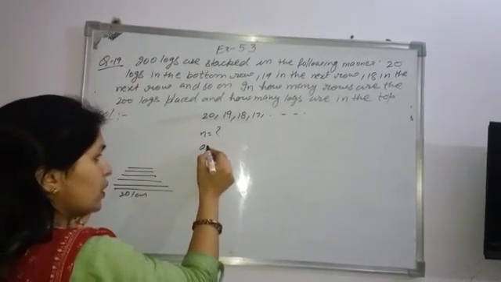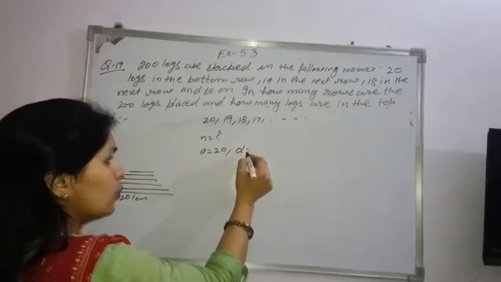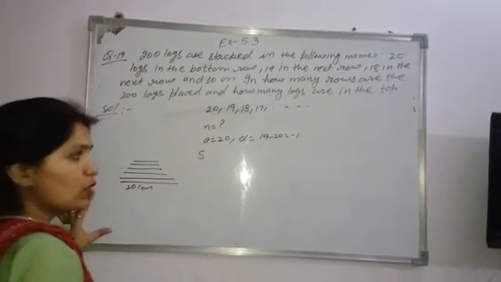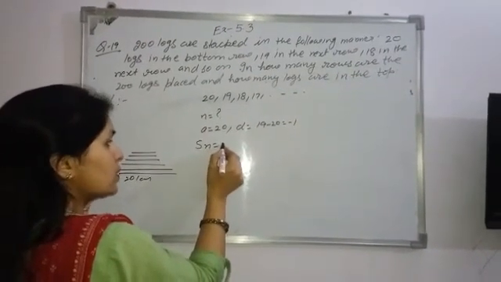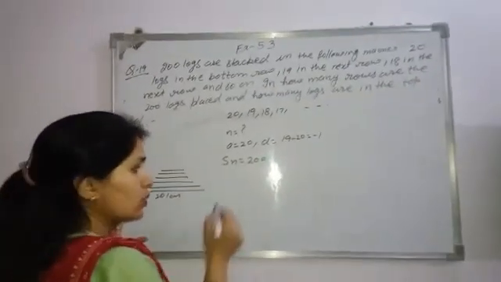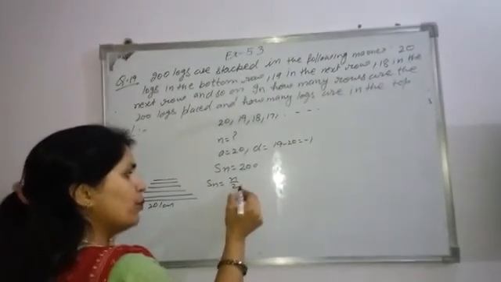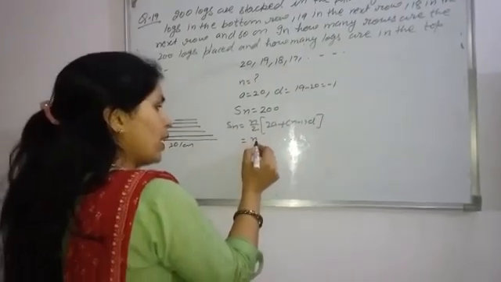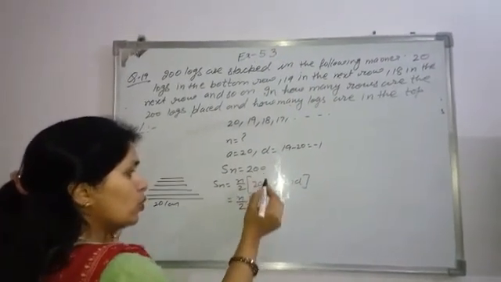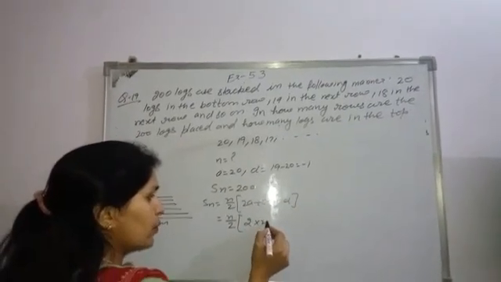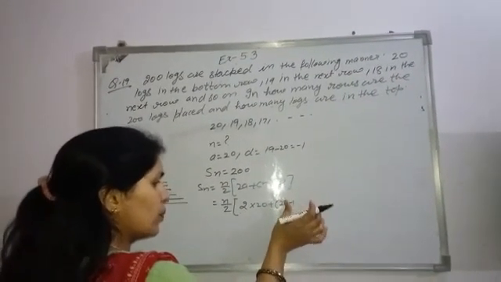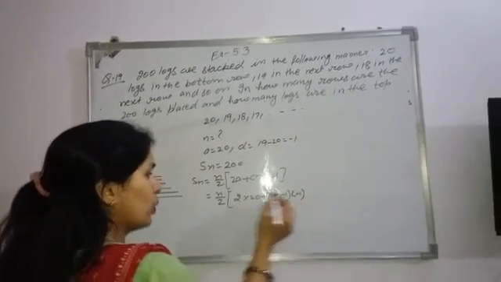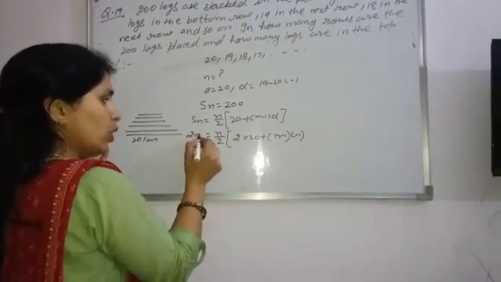Here a is equal to 20, d is equal to 19 minus 20, which is minus 1, and the sum is given to us. Sn is 200 logs. The formula is Sn equals n by 2 into 2a plus n minus 1 into d. So n by 2 into 2 times 20 plus n minus 1 times d, where d is minus 1, and this sum Sn is equal to 200.